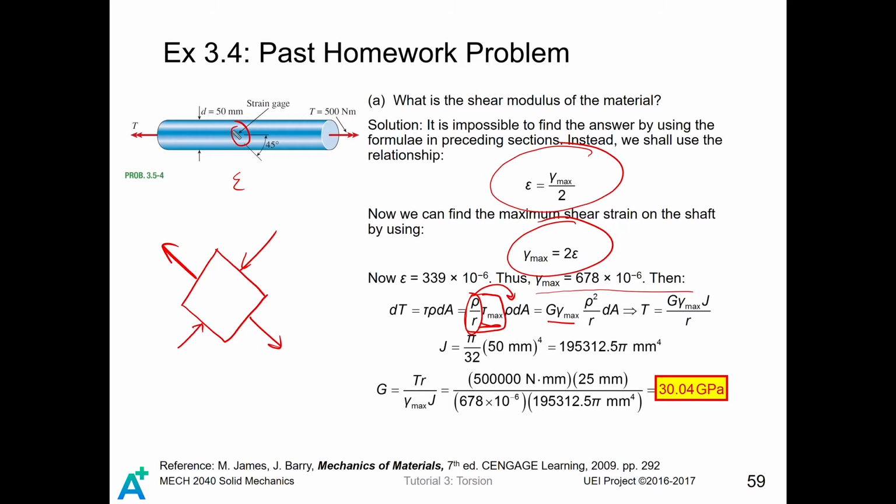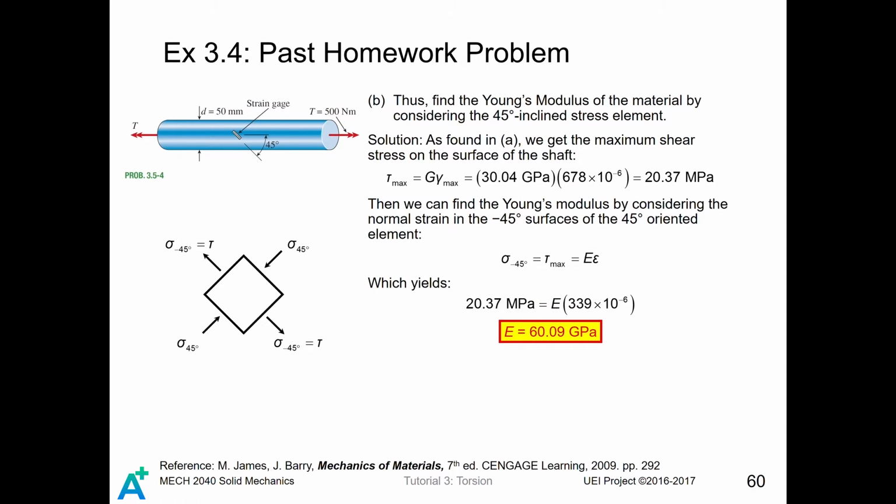the maximum shear strain times the polar moment of inertia divided by its radius, where the polar moment of inertia can be found easily by using this expression. Consequently, the shear modulus of this material, by substituting the numbers into it, is given by 30.04 gigapascals. Now, by using our information in part A, we can find the maximum shear stress inside this material, which is 20.37 million pascals. Consider this 45-degree inclined stress element.